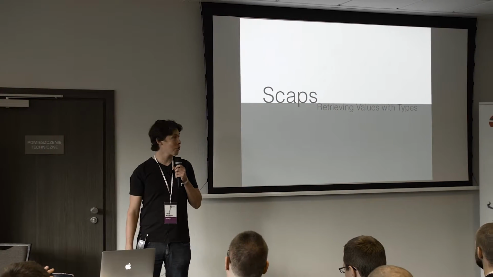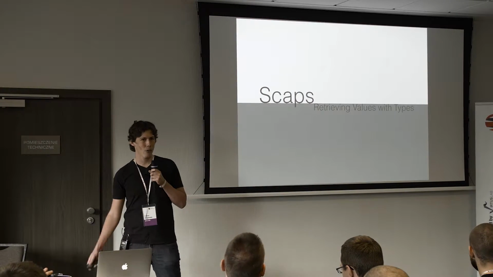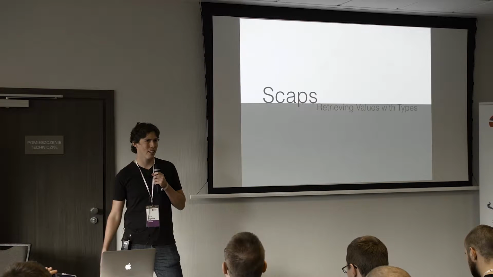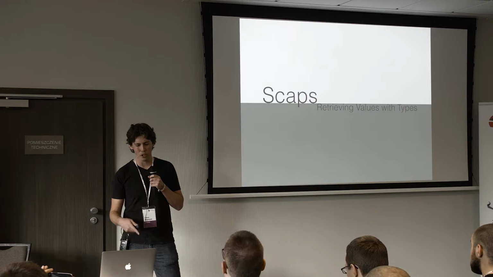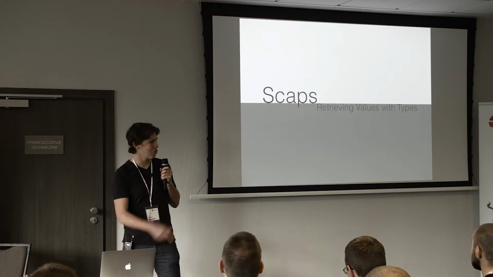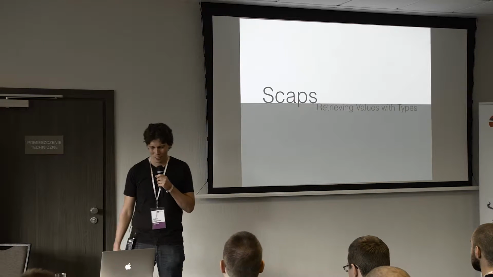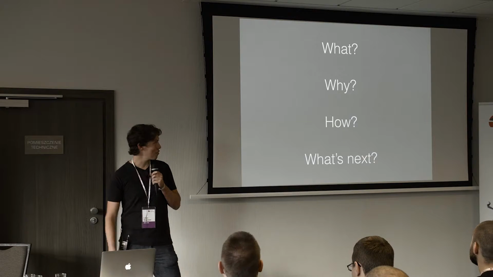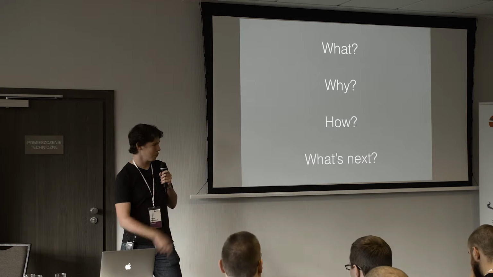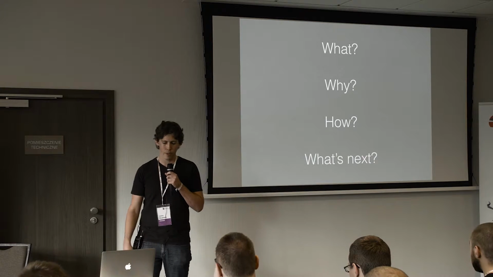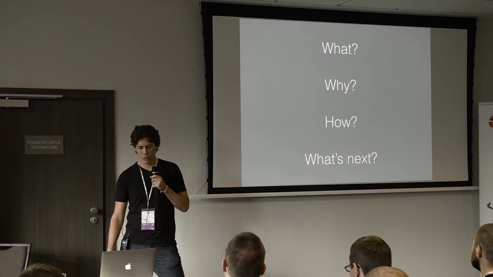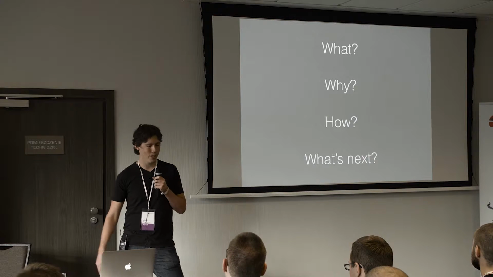Hello, I'm going to talk about Scaps, or how we can retrieve values by types. Maybe you notice that I slightly changed the title. It's just that this one is more catchy, I guess, a bit less technical. The content, I want to answer these 4 questions. First, what is Scaps? Why do we need it? How is it done? And what comes next?